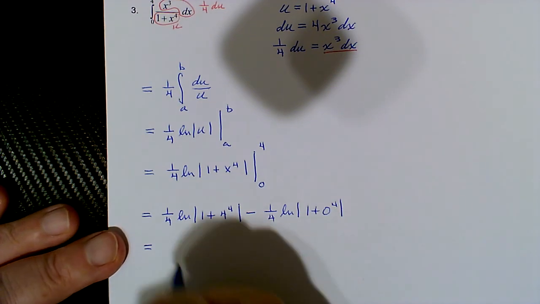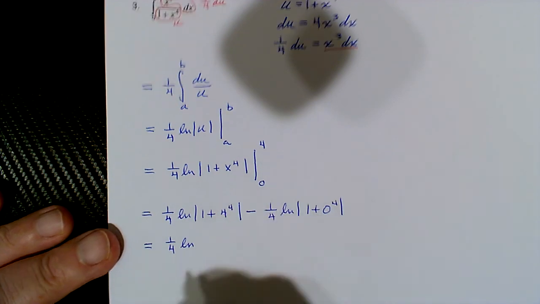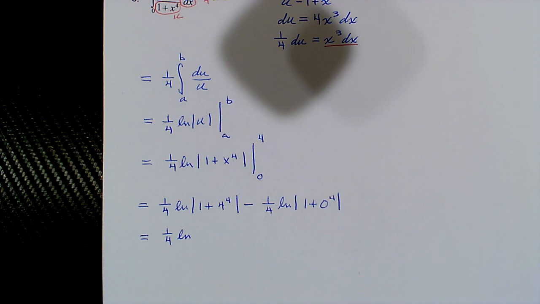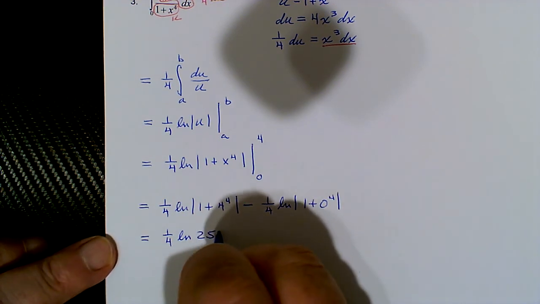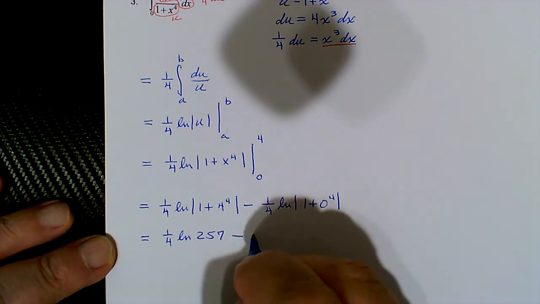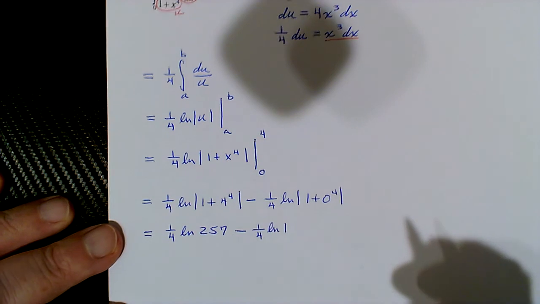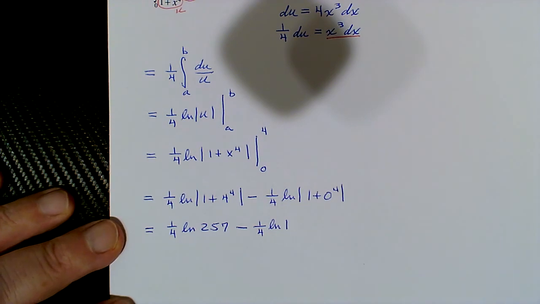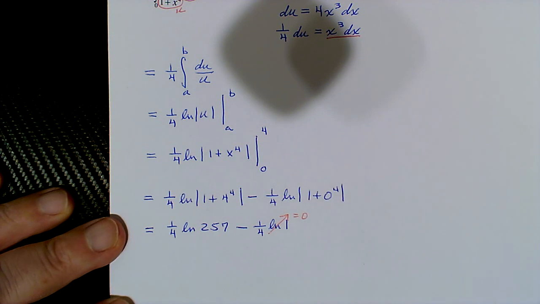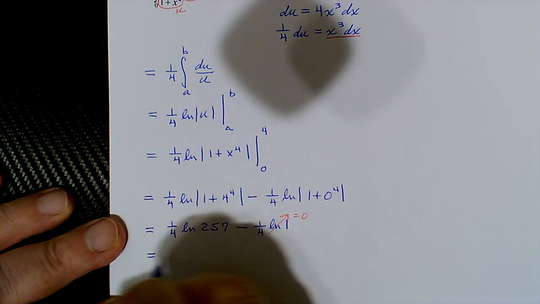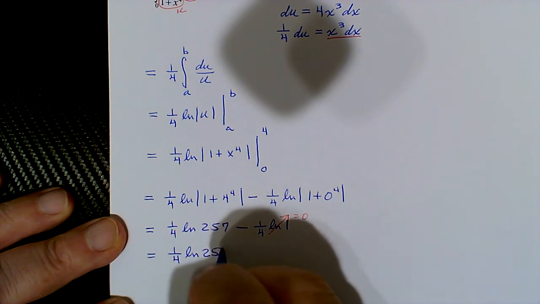Just do the arithmetic here. 1/4 natural log. Okay, 4 to the 4th, probably use your calculator, but that's what? 4, 16, 64, 256, plus 1 is 257. The absolute value of that is 257 as well. And then minus 1/4 natural log of, looks like just 1. And then once again, note that the natural log of 1 is 0. And if you type this in on your calculator, you would get the decimal answer. So just leave it as it is, 1/4 natural log of 257.